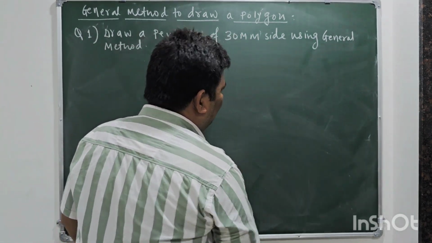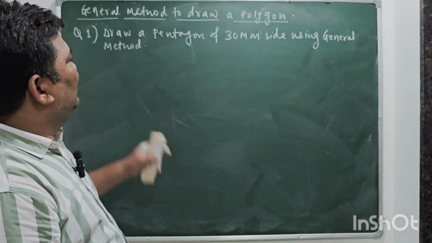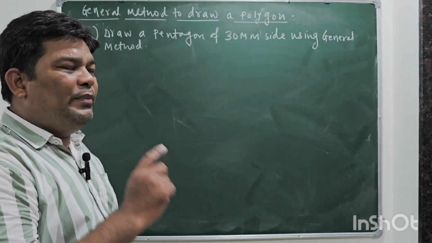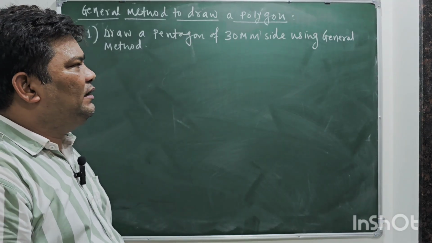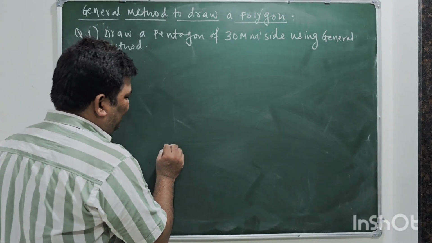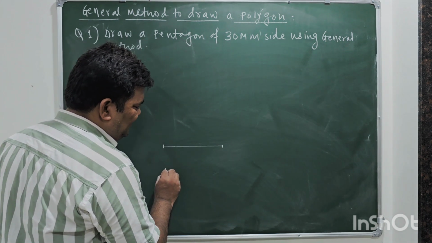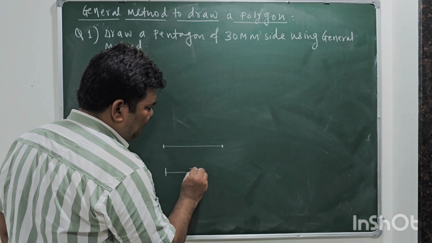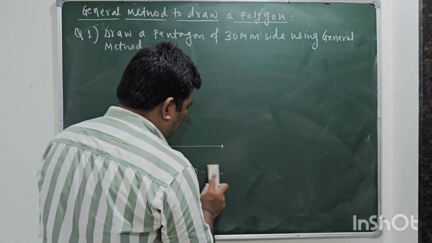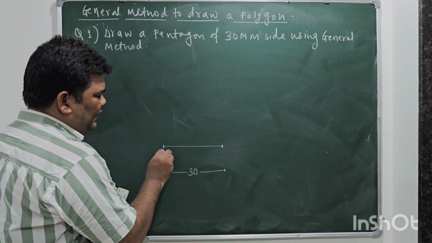Okay. So we will start one more time. The question is, draw a pentagon of 30 mm side using the general method. So how to proceed? First draw a line of 30 millimeter like this. Mention the dimension at the bottom. Only number you have to write, that is 30. Give the points name as A and B.